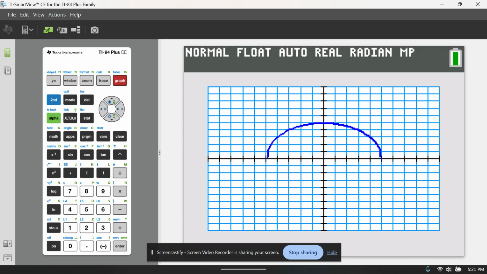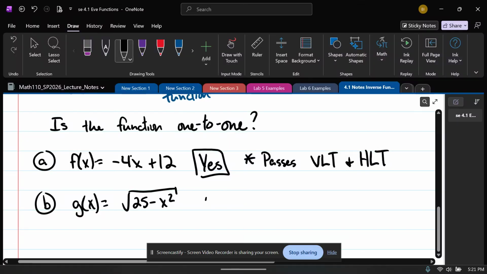I think that passes the vertical line test, but it would fail the horizontal line test. If I laid a horizontal line there at maybe y equals 3, it hits two places. That's not the only place, but it is a place. One place is enough; if it hits two spots, it fails. So that fails the horizontal line test. So this is not one-to-one.